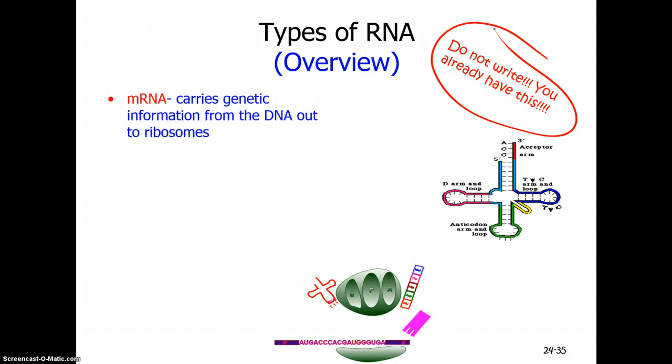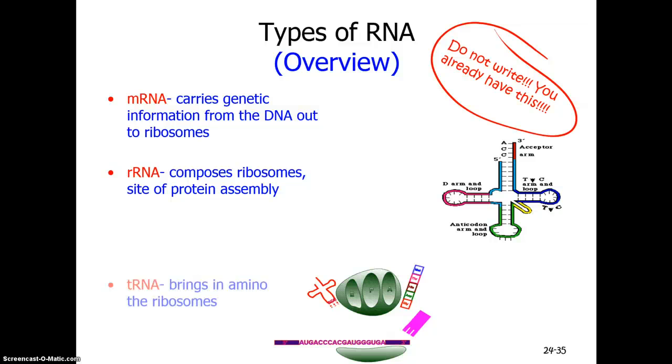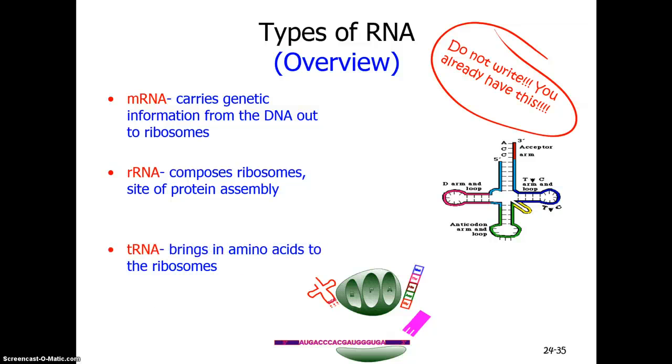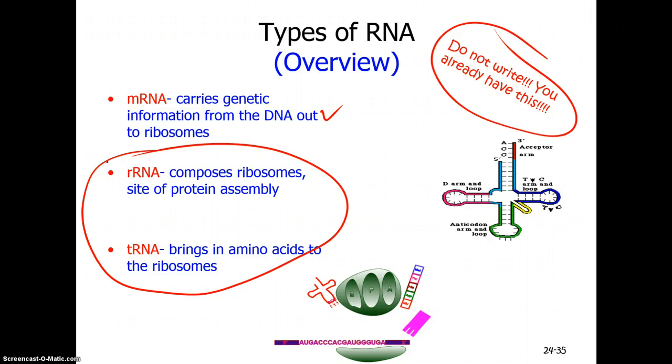We have mRNA, that's carrying the genetic code or the genetic information from DNA out to the ribosomes. We have the rRNA, that's what's making the ribosomes, and it's where proteins are going to be put together. And tRNA, which brings in amino acids to the ribosome. So we have already talked about mRNA. In translation, we're going to focus on rRNA and tRNA.